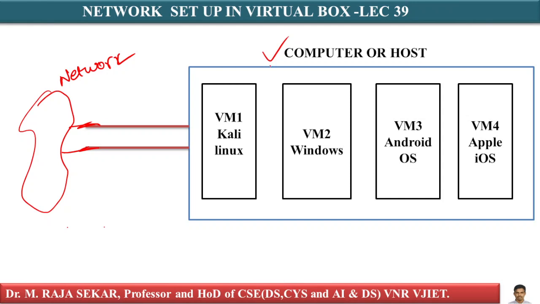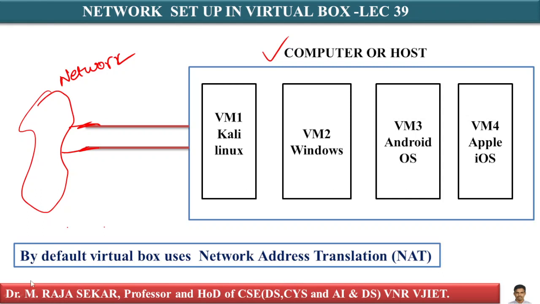Whenever you are connecting this host to your network, there is a question of unique identity. What is the unique identity? That is the IP address. This host will have an IP address, and all these virtual machines use network address translation. By default, VirtualBox uses network address translation.